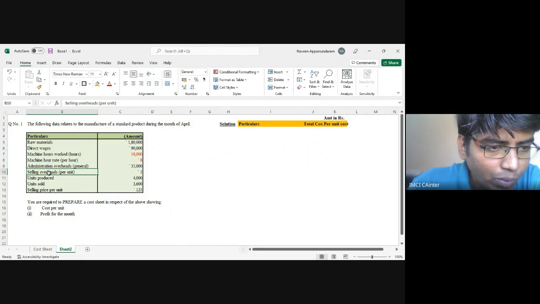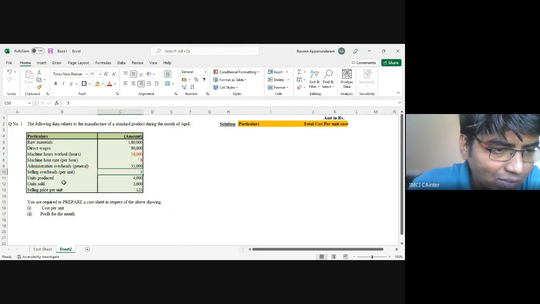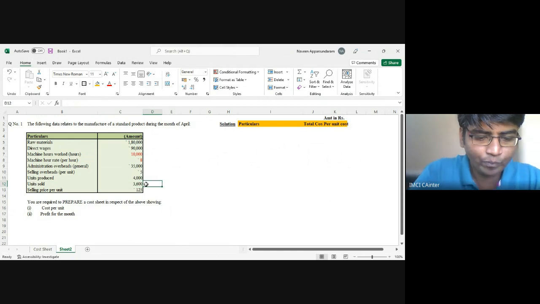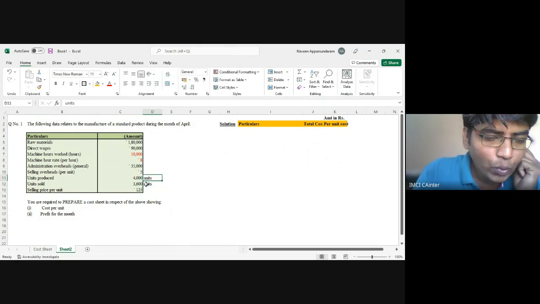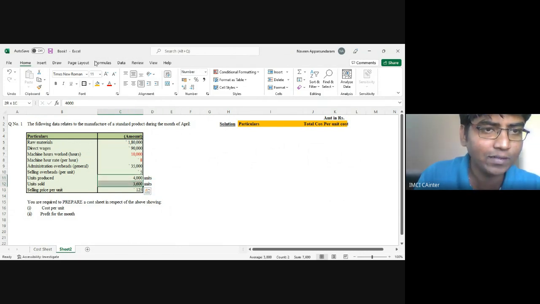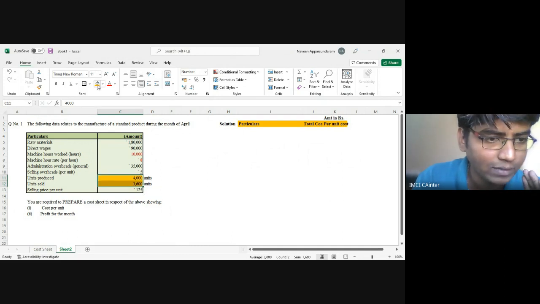Selling and distribution overheads: selling overheads per unit, they have given us 5 rupees. What is the sales which has happened, how many units have been sold? 3,600 units have been sold. This is number of units, and this is also units: 4,000 units have been produced, but sold is 3,600. What is this data for? This is very important. You need to mark like this in your examination.